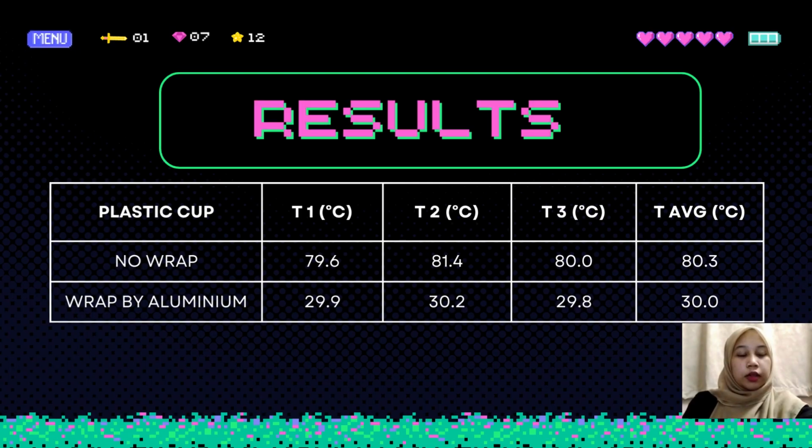This is the result for the thermal radiation experiment. For the plastic cup that has no wrap, the average temperature is 80.3 degrees Celsius, while for the plastic cup wrapped with aluminium foil, the average temperature is 30 degrees Celsius.